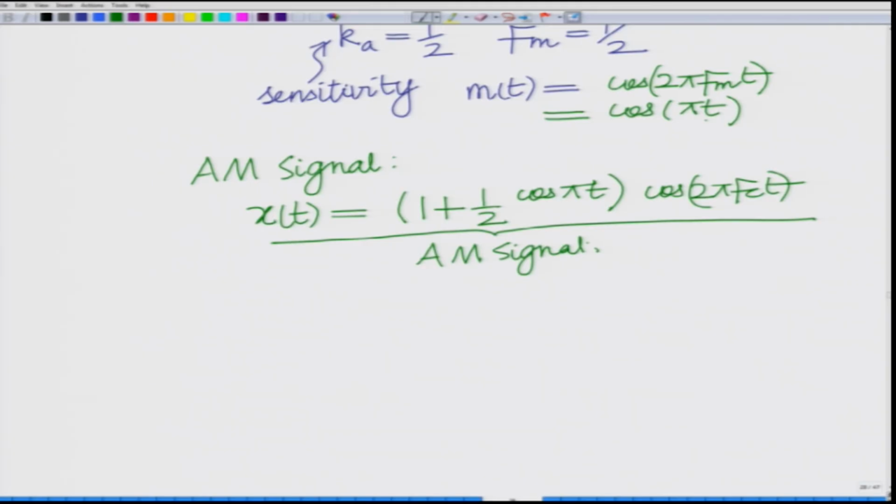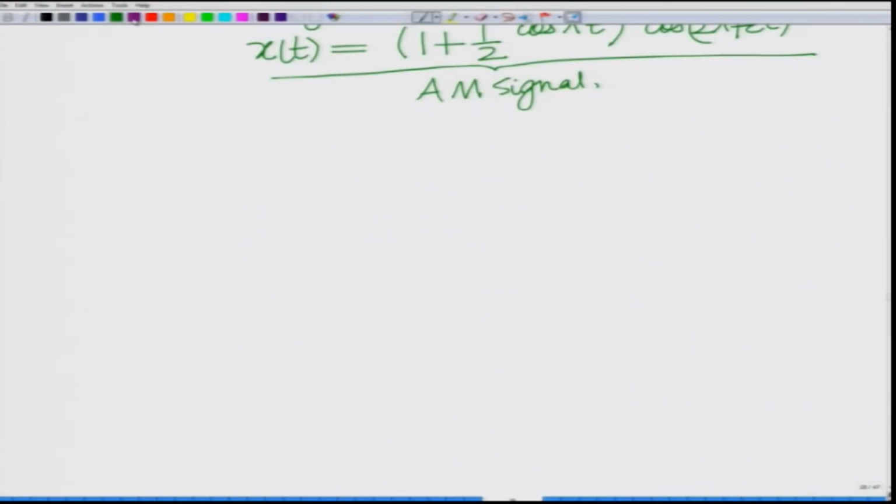This is your amplitude modulated signal. We have chosen the sensitivity K equals half, and we have chosen the message to be a pure sinusoid, that is cosine 2 pi Fm t with Fm equal to half. So, it is cosine pi t. So, the amplitude modulated signal is 1 plus half cosine pi t times cosine 2 pi fc t, where we have chosen the carrier amplitude Ac also to be equal to unity. Now, if we plot this, this will look something like this.